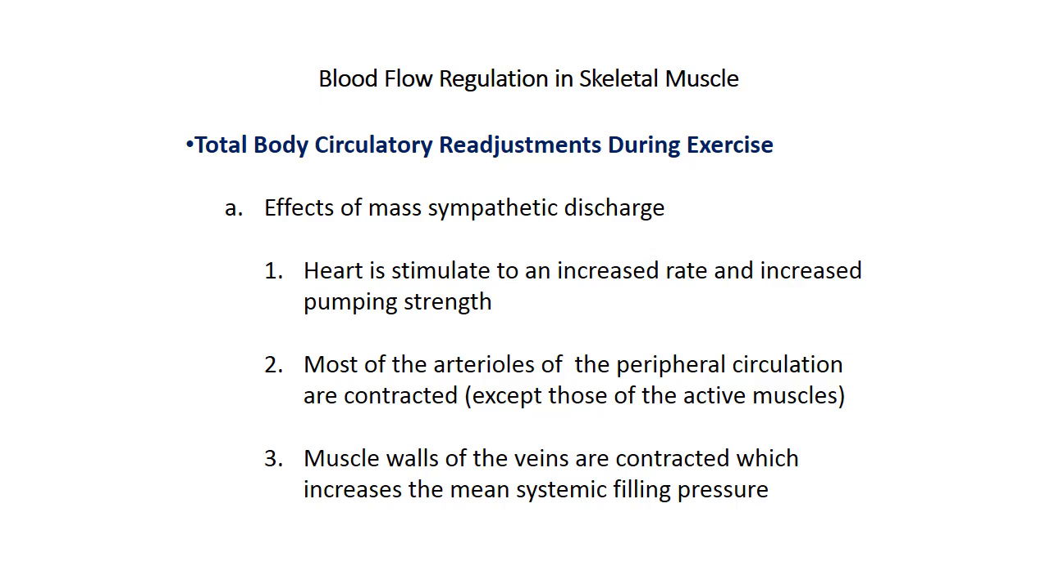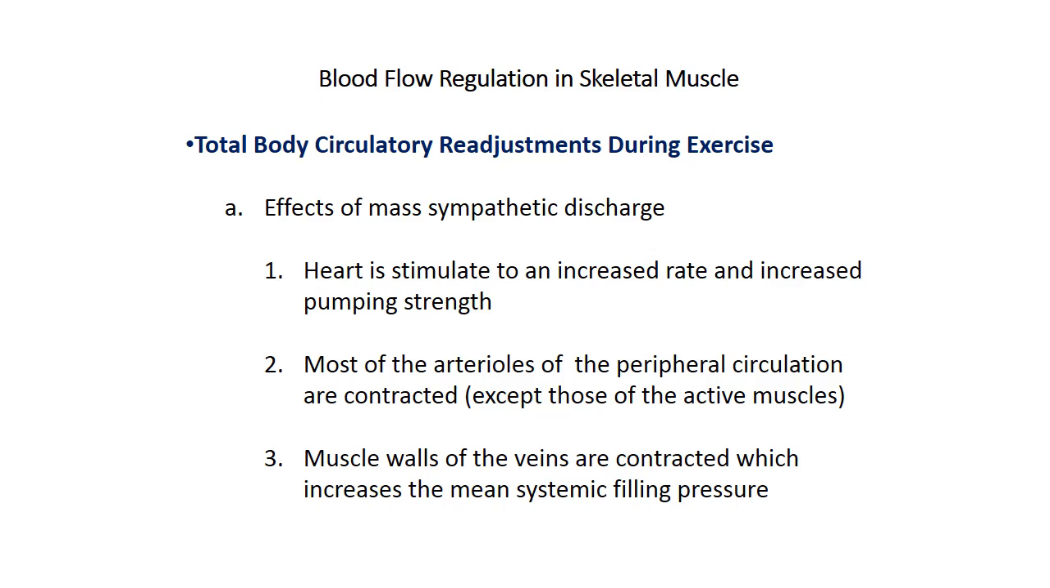Circulatory readjustment during exercise. Three major effects occur during exercise that are essential for the circulatory system to supply blood flow for muscles. Let's see what they are. There are three important ways. First, sympathetic nervous system activation, which stimulates circulation and increases blood flow. Second, increased arterial pressure. Third, increased cardiac output. Let's see each of these three one by one.